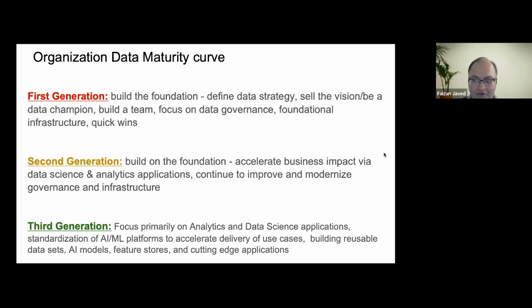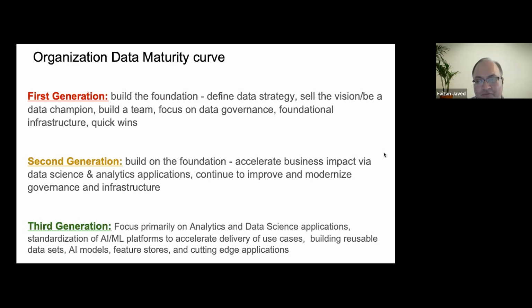So the first thing that we need to understand is that we need to be able to gauge the organization's data maturity curve, right? What level is an organization on? It's very different if you're at a big tech company, which has a very mature infrastructure stack and processes, versus a new company that is just starting on its journey for data transformation, right? So here are, at a high level, the three stages, right?